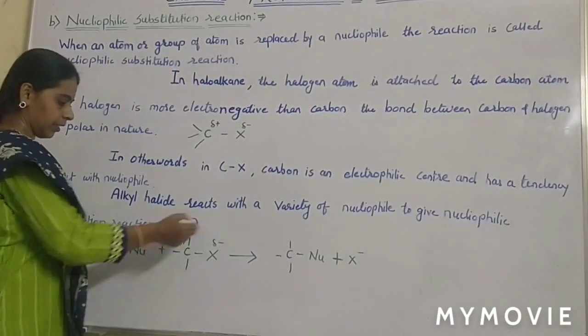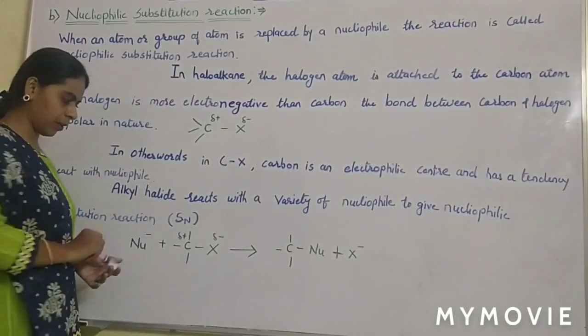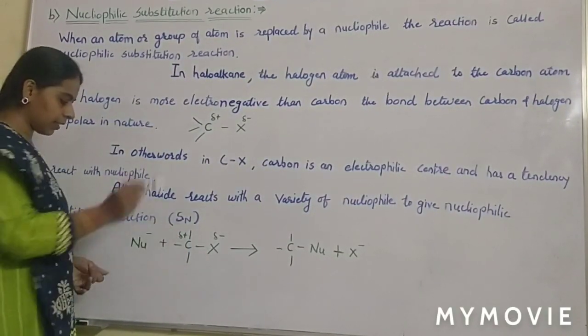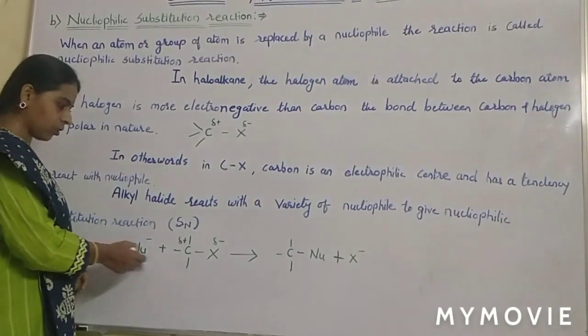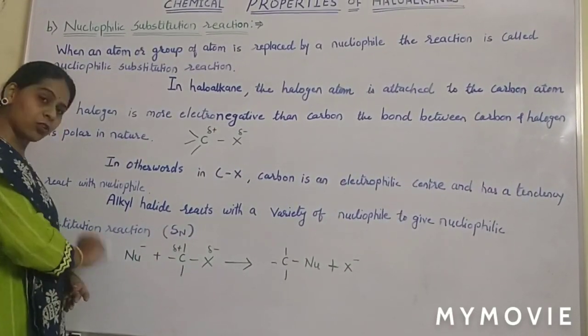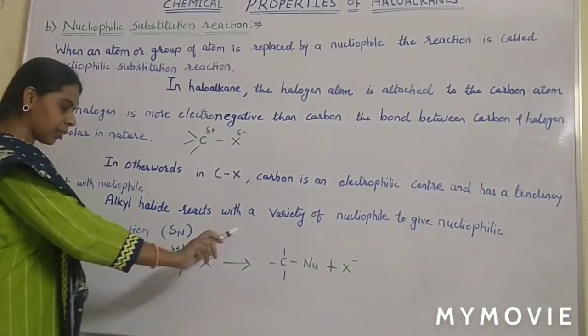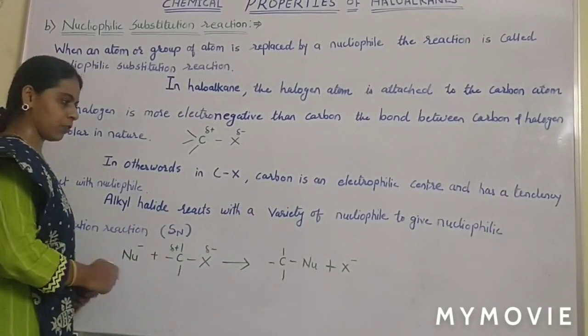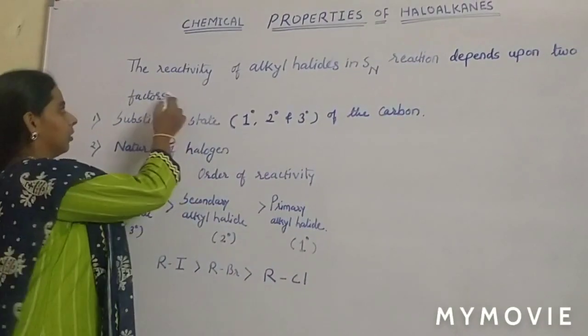Now alkyl halides react with a variety of nucleophiles which have a negative charge. So this is the reaction where the alkyl halide, where carbon has a partial positive charge, reacts with another nucleophile. Now see, this is also a nucleophile, but it has a negative charge, and it is a stronger nucleophile than X. So it can easily replace X and attach to the carbon. So we get this product, and this is the leaving group.